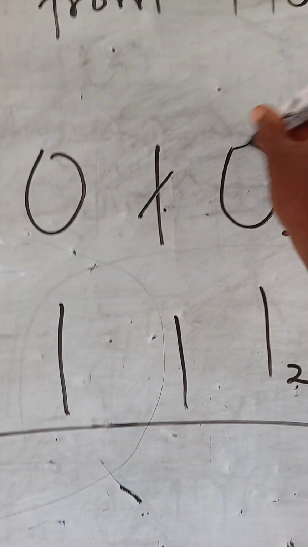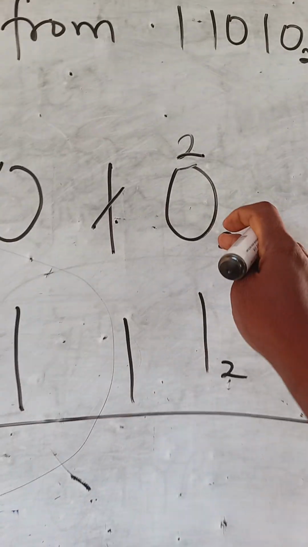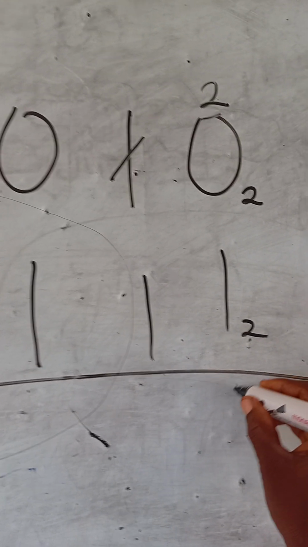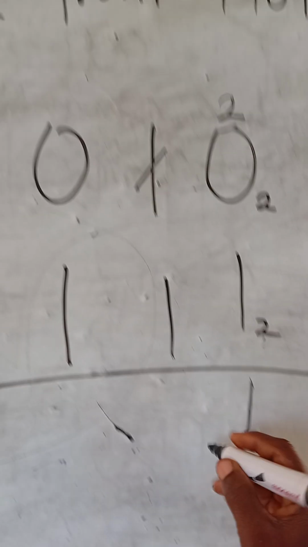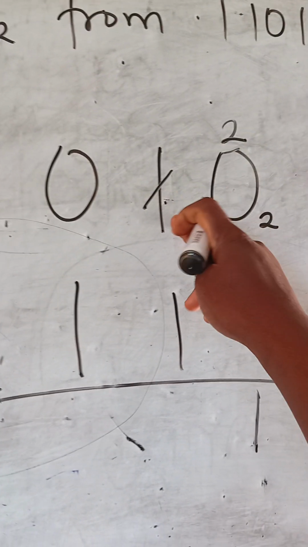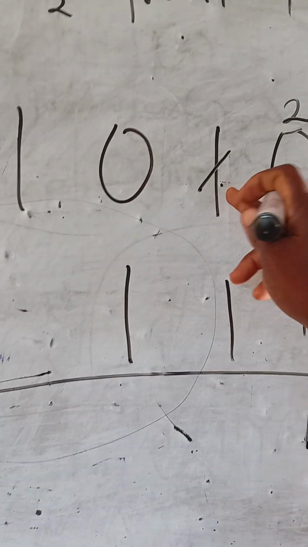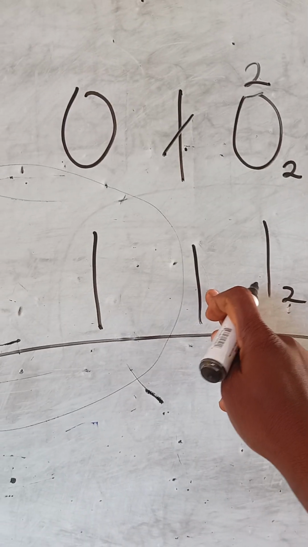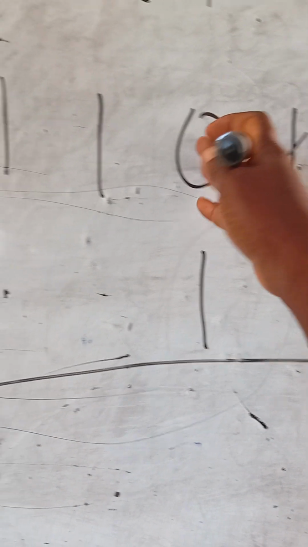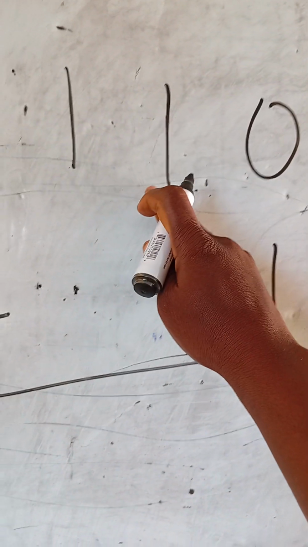I will add that 2 to this 0. That will give me 2. Then I will now say 2 minus 1. That will give me 1. Then coming here again, what I have is 0, because I borrowed this one. Then 0 minus 1 is not possible. That means I have to borrow again. But I cannot borrow here. I will go to this one and borrow.